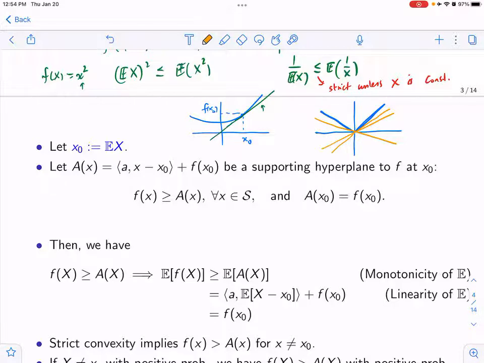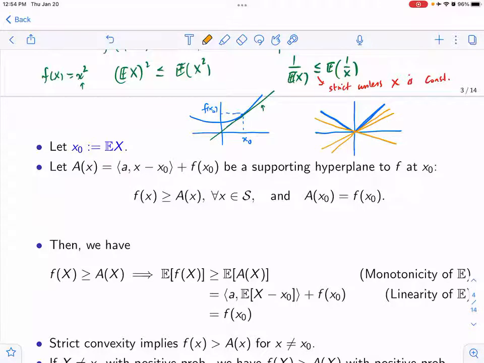The fact is that there is at least one for every convex function. At any point, you can find it. There are minor conditions, but let's say if f is convex, you can find a supporting hyperplane. So I pick x0 and f of x0, there's a supporting hyperplane. X0 in our case, we're going to take to be the expectation of x.